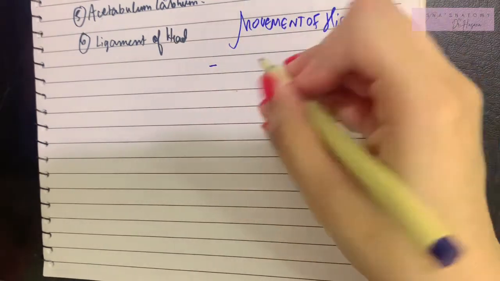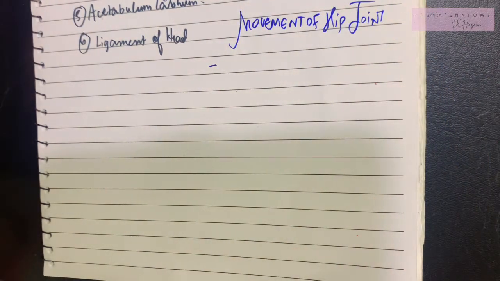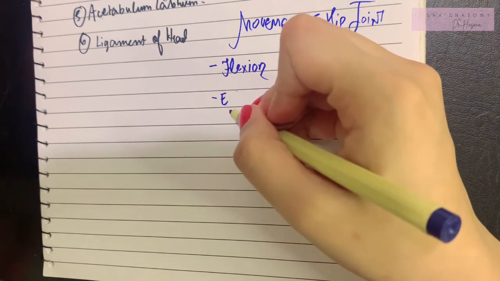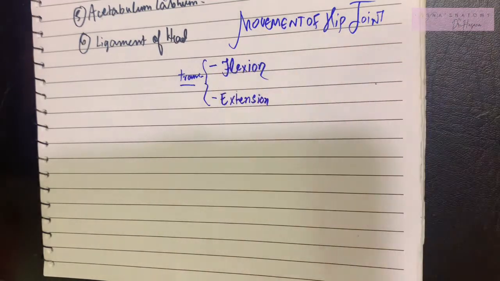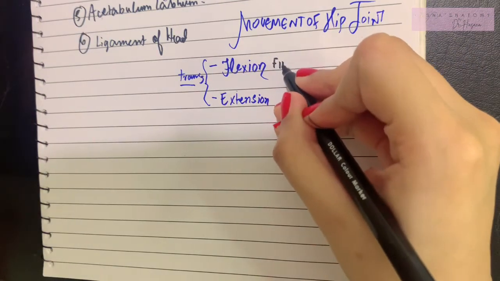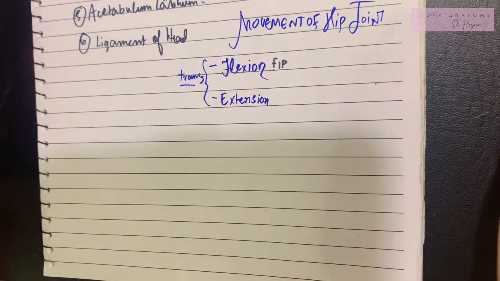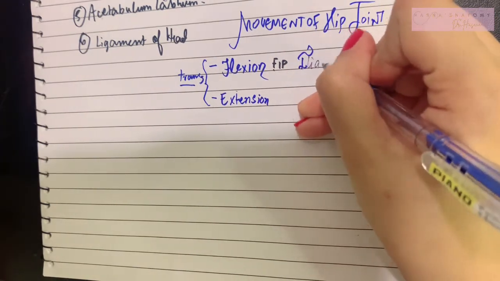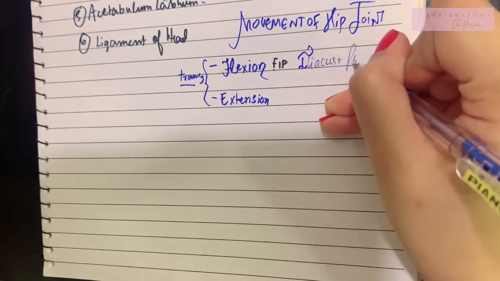The first movement is obviously going to be the flexion and extension of the hip joint. These two occur around a transverse axis. So what are the muscles that cause flexion and extension? Flexion can be remembered in the mnemonic FIP. F for flexion, I and P are the iliopsoas muscle. That means iliacus plus psoas major muscle.